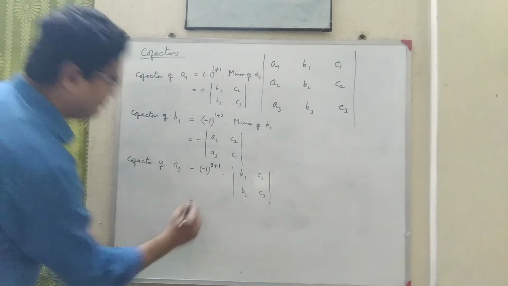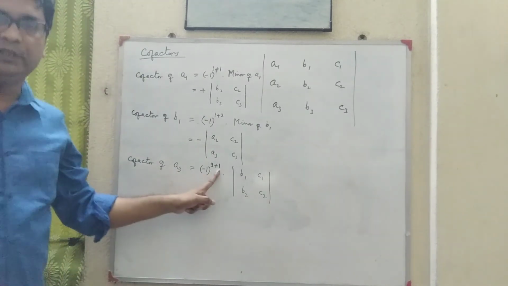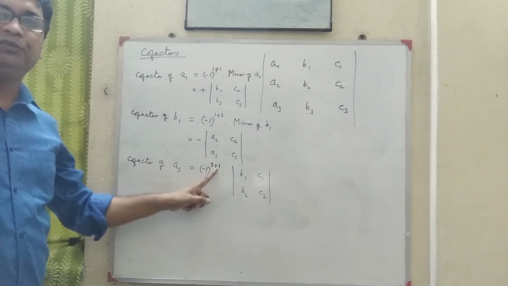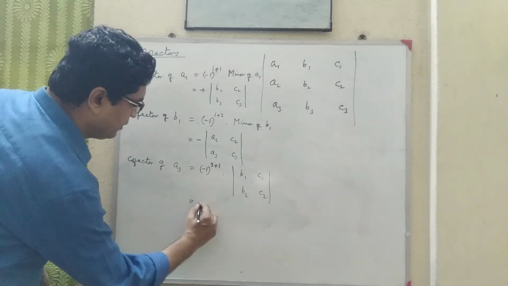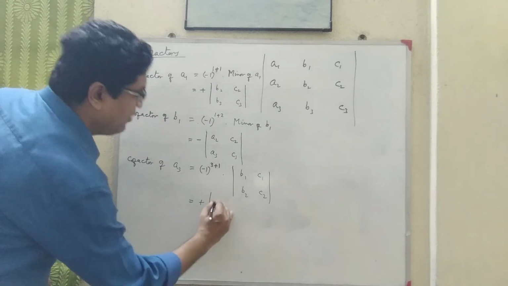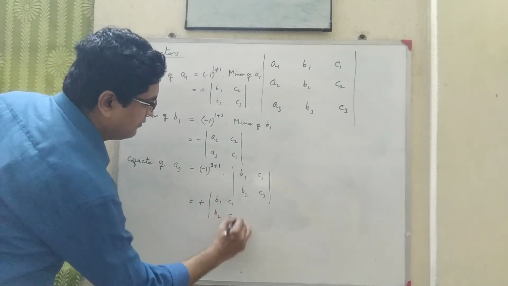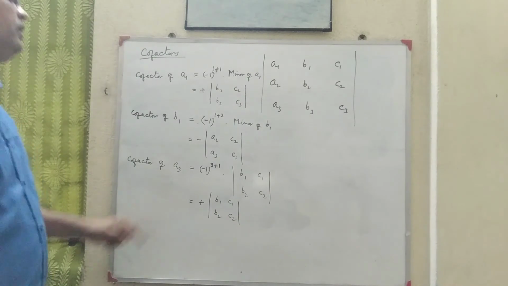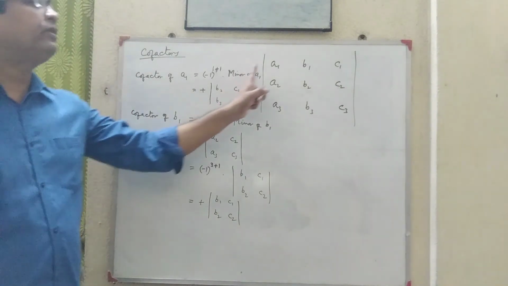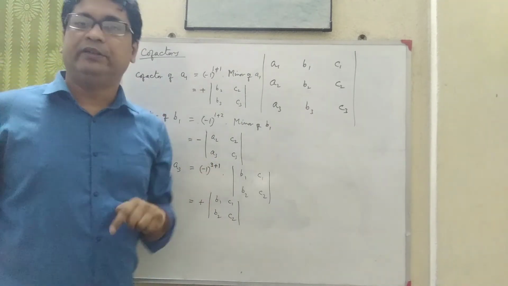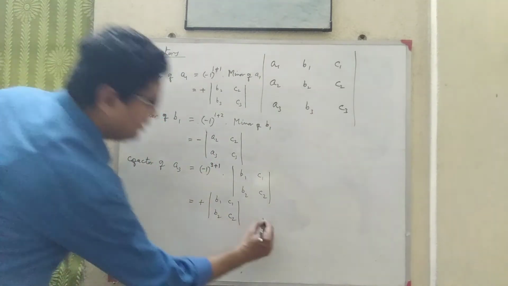This means -1 to the power 3 plus 1, that is 4, an even number. -1 to the power of an even number means plus. So we have plus B1, C1, B2, C2. This way we can find the cofactors of each element of a third order determinant.